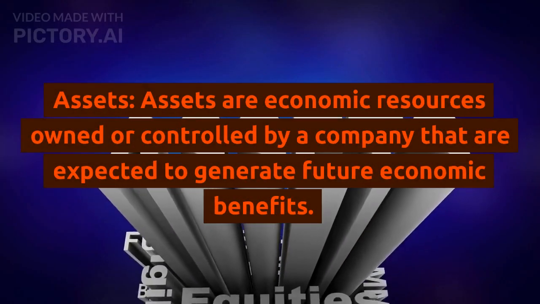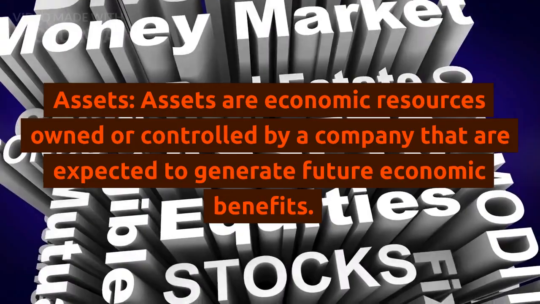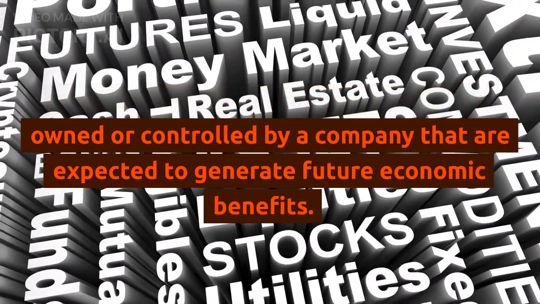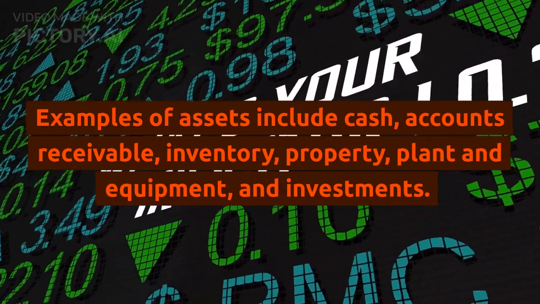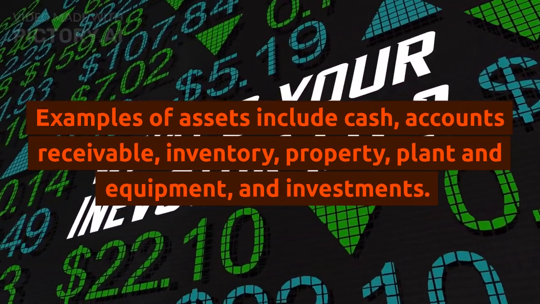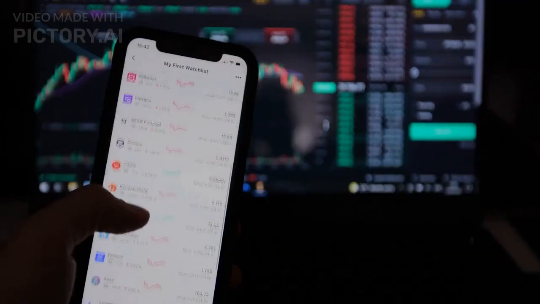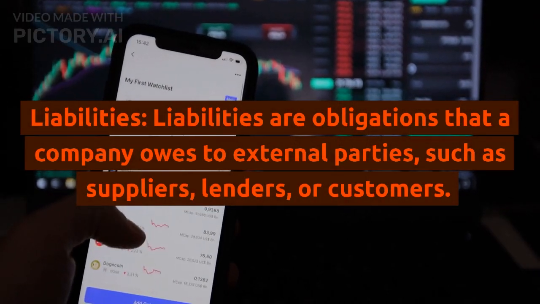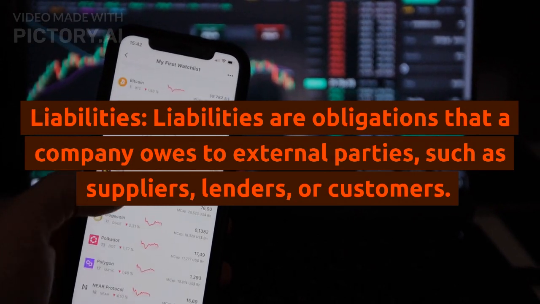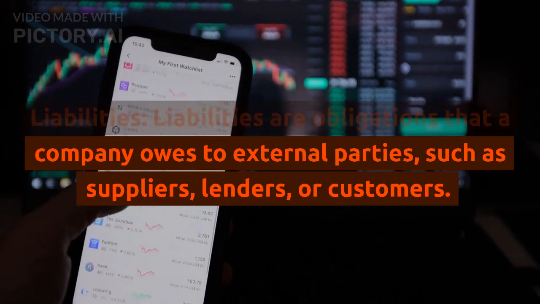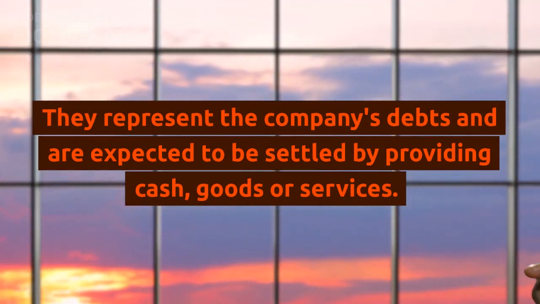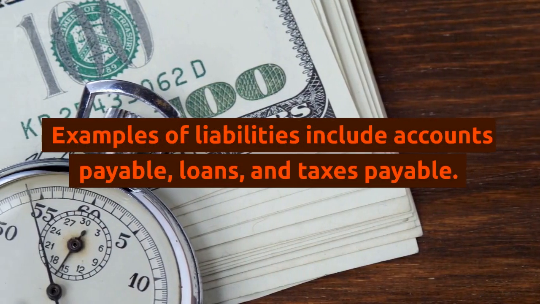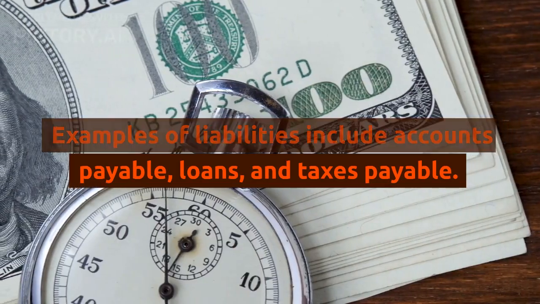Assets. Assets are economic resources owned or controlled by a company that are expected to generate future economic benefits. Examples of assets include cash, accounts receivable, inventory, property, plant and equipment, and investments. Liabilities. Liabilities are obligations that a company owes to external parties, such as suppliers, lenders, or customers. They represent the company's debts and are expected to be settled by providing cash, goods or services. Examples of liabilities include accounts payable, loans, and taxes payable.